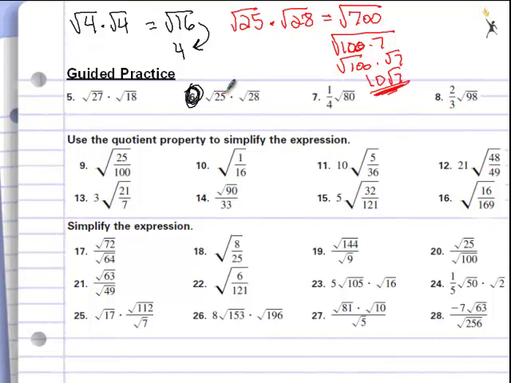Now you can try and reduce these, okay? You can reduce them first and then multiply your like terms, or you can multiply first and then reduce. That's up to you. You can also divide. And let me show you what I mean.